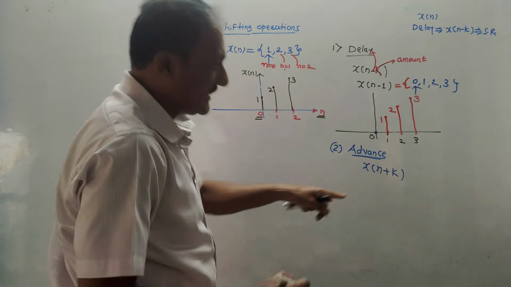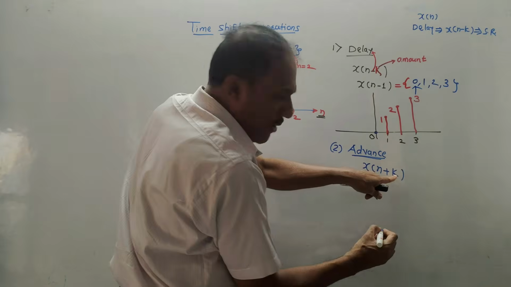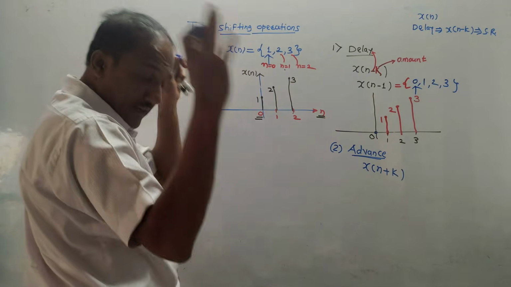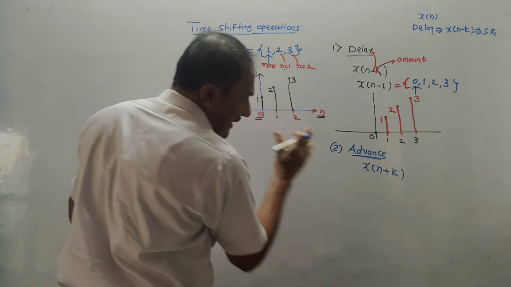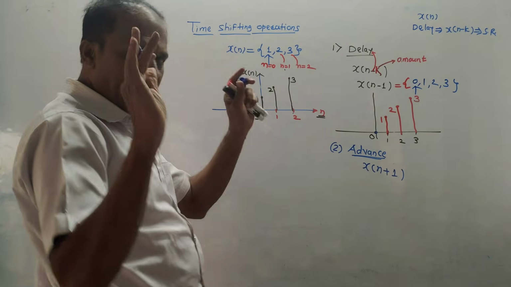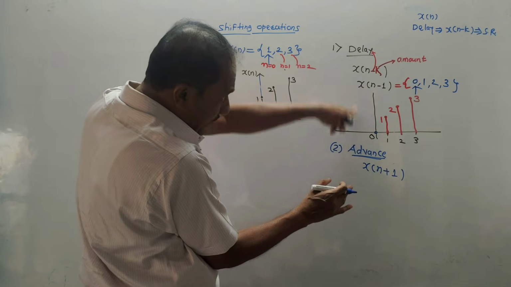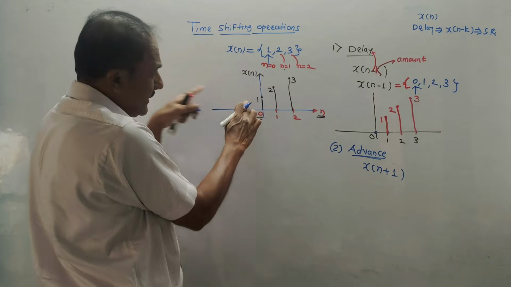The plus sign indicates it is an advance operation. K indicates the amount by which the signal is advanced. If I want to advance this signal by one position, I will write here x of n plus 1. Make the thing simple. Since I want to advance this original signal, this part is over. I am talking about the original signal, the given signal.